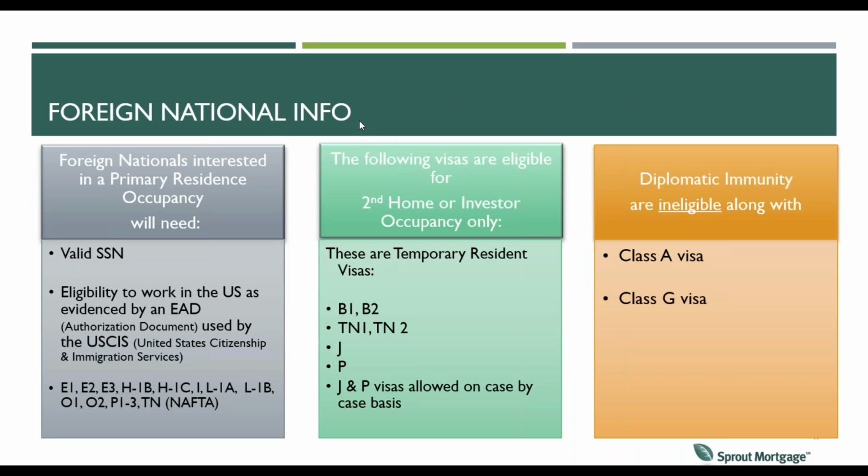So real quick on our foreign nationals, there's some additional info. If your foreign national is interested in a primary, we would require this documentation. One, they would need to have a valid Social Security number or that work eligibility that we allow now to consider them a U.S. citizen, okay? Or any one of these options down here. Now, if they're eligible to be eligible for a second home or investor, those are the visas that we allow on our foreign nationals. If you have any of these, we do not allow them, including diplomatic immunity.